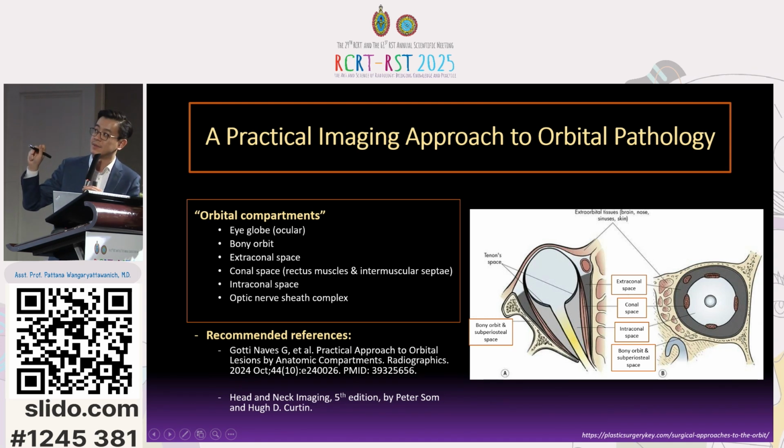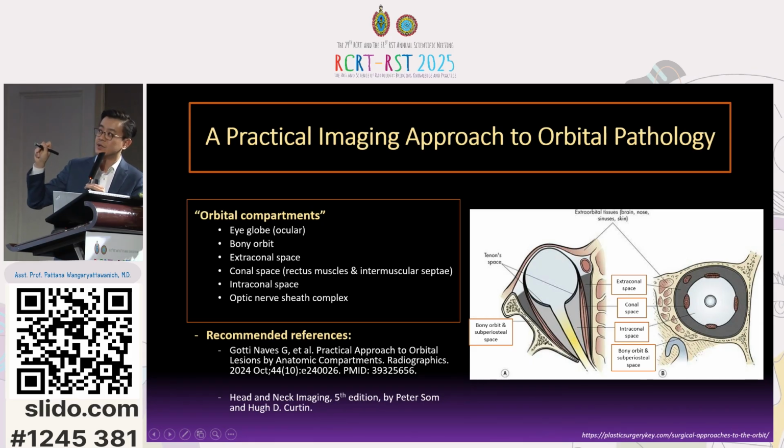Start from the eye globe. That is a pretty separate and unique structure. Today we're going to focus on the pathology that occurs outside the eye globe. The second compartment is the bony orbit, right? This is the bony wall of the orbit.